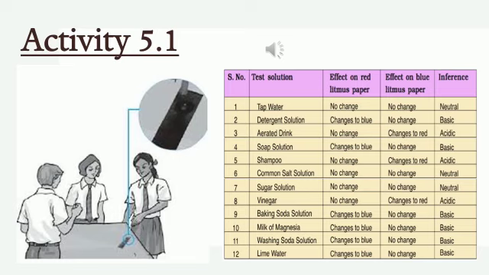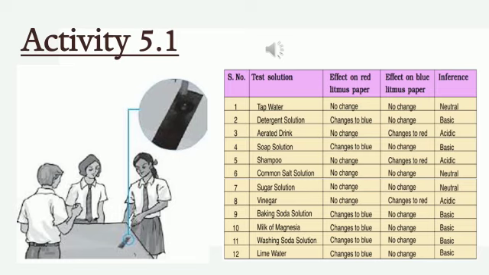And next, aerated drink. There is no change on the red litmus paper while there is a change on blue litmus paper. And what is the result? Yes, it is acidic. If it changes to red, red means danger. That means it is acidic. Okay. Next is soap solution. On red litmus paper there is a change to blue, whereas in the case of blue litmus paper, there is no change.